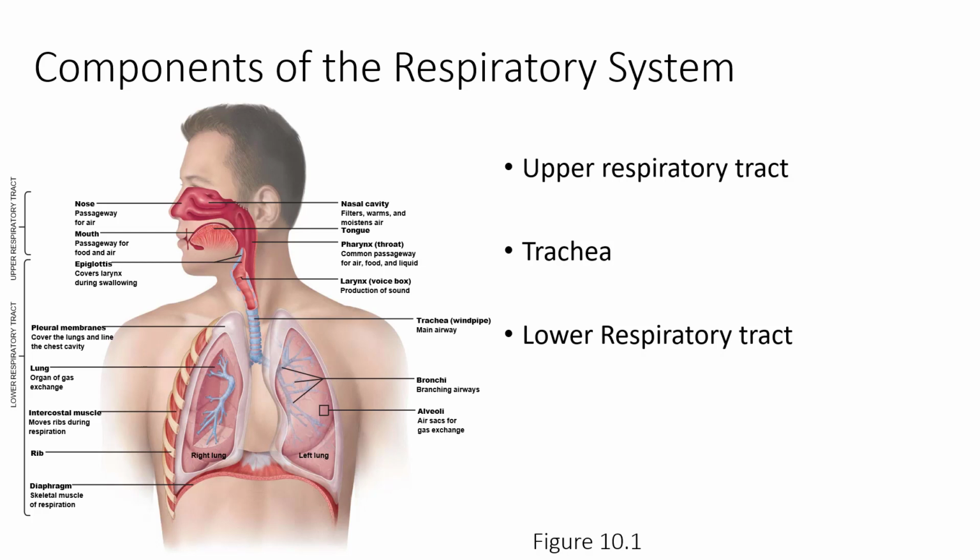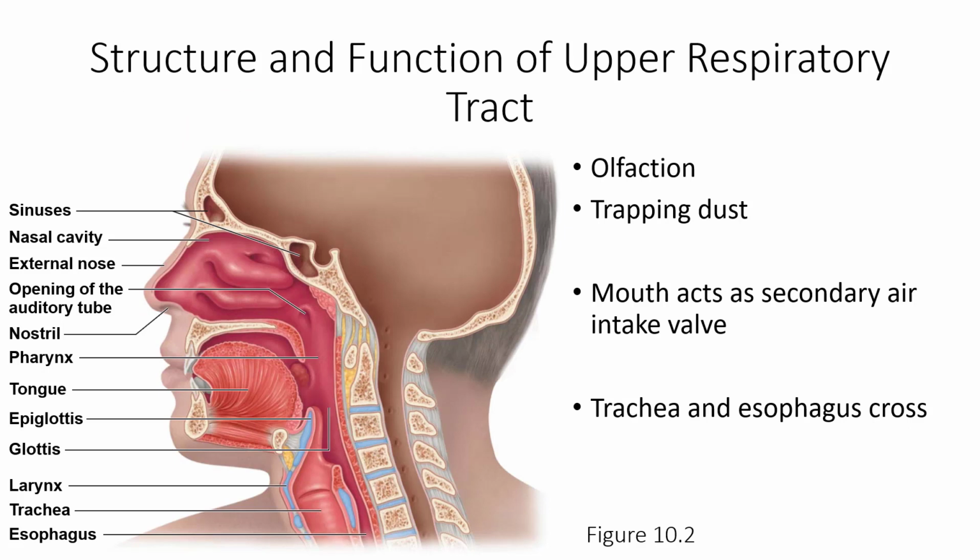We're going to divide it into the upper respiratory system and the lower respiratory system, with the trachea being the spot in between them. And you can see how there is upper respiratory tract and lower respiratory tract, and this is relevant to your upper respiratory infections and lower respiratory infections. So first off, let's look at the upper respiratory tract.